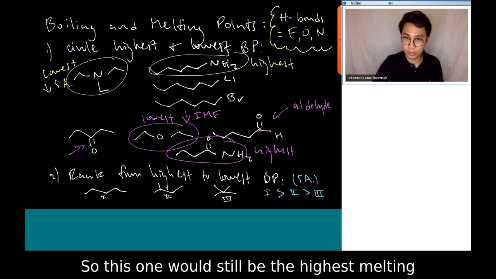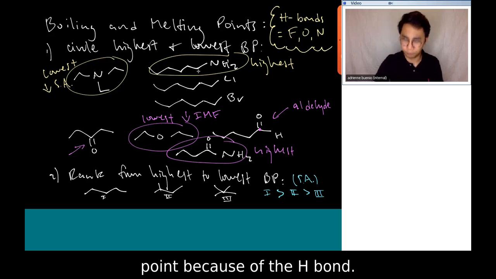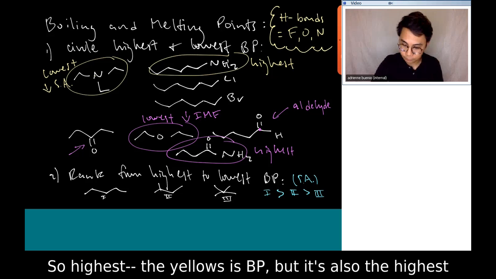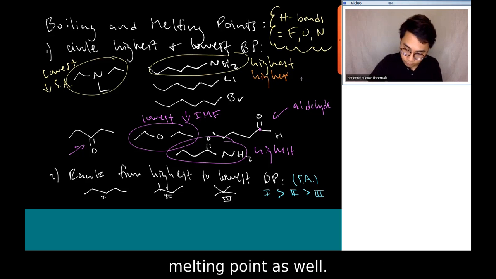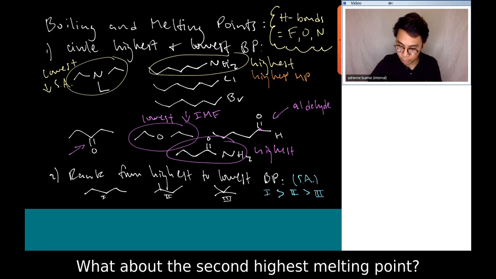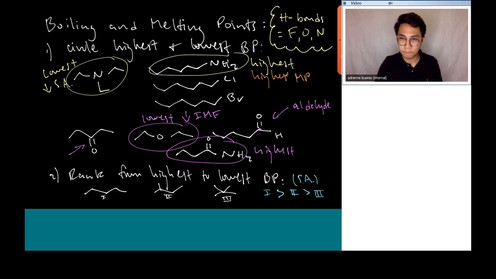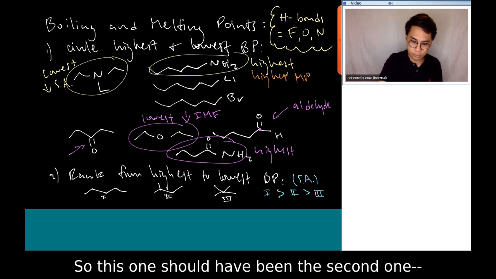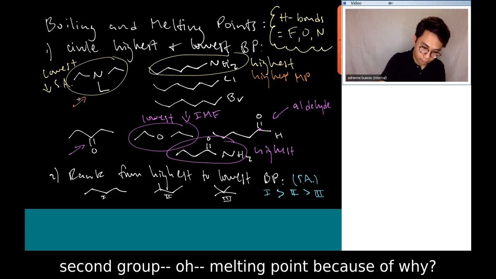Right, so this one would still be the highest melting point because of the H bond, right? So the yellow is the boiling point, but it's also the highest melting point as well. What about the second highest melting point? Out of these 4, this one should have been the second one for melting point.